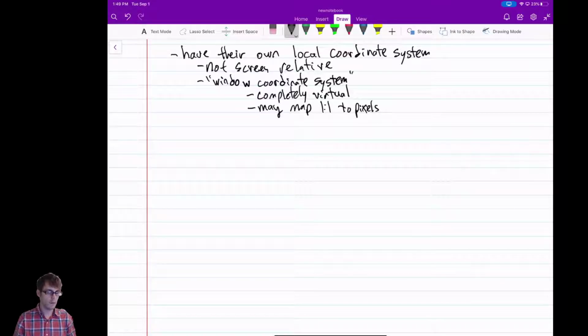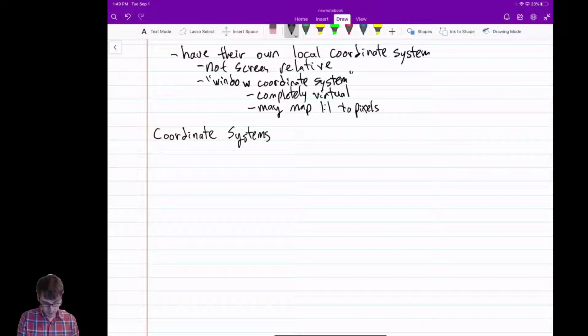Hi, welcome back. I've been talking a bit about coordinate systems, and I want to talk a bit more about that. Coordinate systems seem to be an idea that confuses people new to graphics, so I'll talk a little bit more about that.